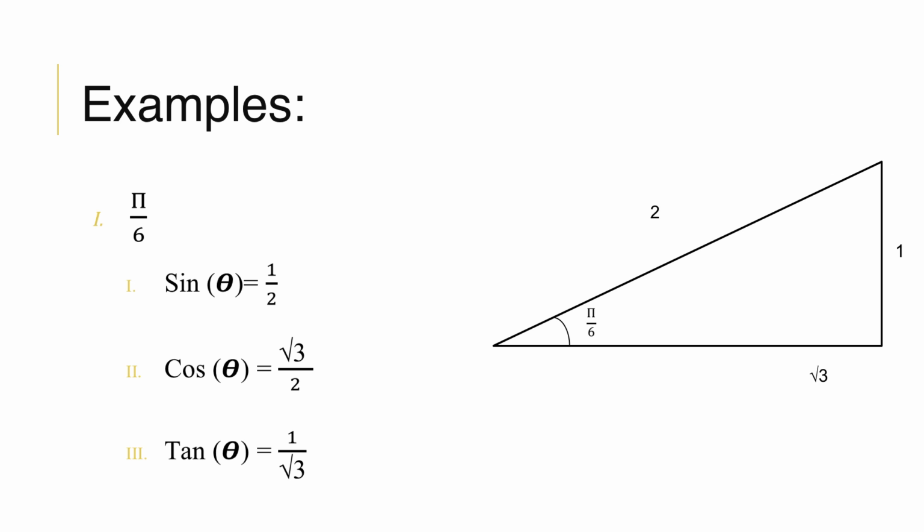Some examples. So let's get into it. Let's find out why pi over 6 and all these functions do equal what they do. So for sine of pi over 6, it is equal to 1/2, because remember, it is y over r, or the opposite over the hypotenuse, which is 1/2. For cosine, it is x over r, or the adjacent over hypotenuse, which is rad 3 over 2. And for tangent, it is 1 over rad 3 because it is always y over x.